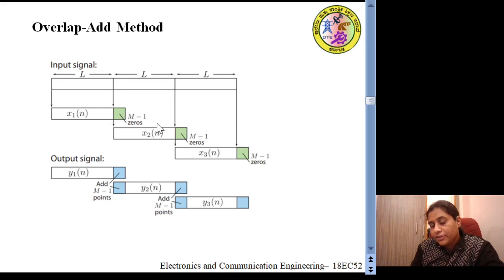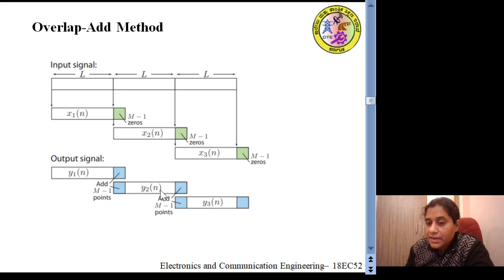After dividing into a number of blocks, we circularly convolve these blocks with h of n, the impulse response, to obtain blocks of output. y1 of n has L plus m minus 1 samples. Similarly, y2 of n has L plus m minus 1, and y3 of n also has L plus m minus 1. Because of the appended zeros in each input block, when we add these, we keep the N samples as they are, where the last m minus 1 samples of the previous output block are overlapped with the first m minus 1 samples of the next output block.